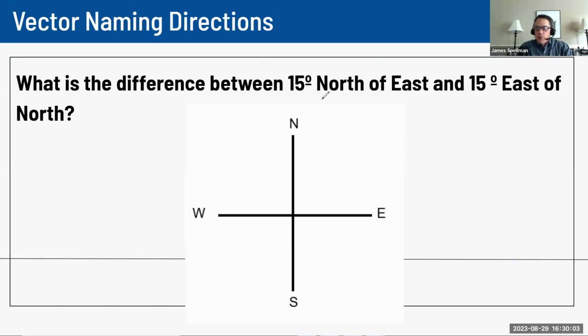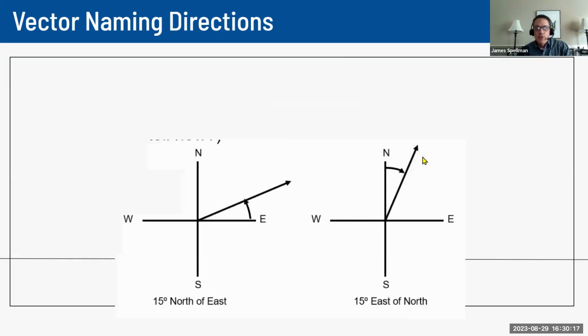There's two different ways of doing this, and they actually mean different things. So the question here is, what's the difference between 15 degrees north of east and 15 degrees east of north? They don't mean the same thing. And there's a subtle difference between the two based upon how they're written. And so what we see is that on the left, this is 15 degrees north of east. And on the right, this is 15 degrees east of north. You can see that they're in different places. They're both 15 degrees. They both have a north and an east, but the order of the directions kind of determines where we end up on this.